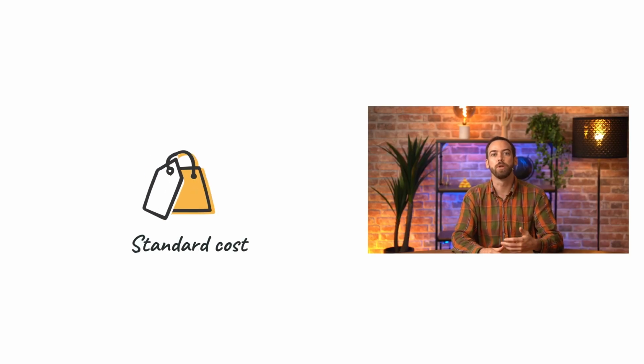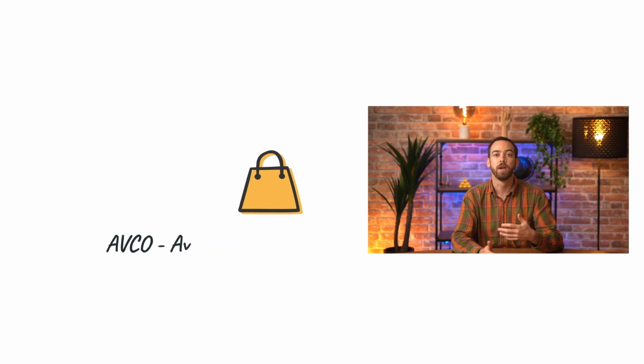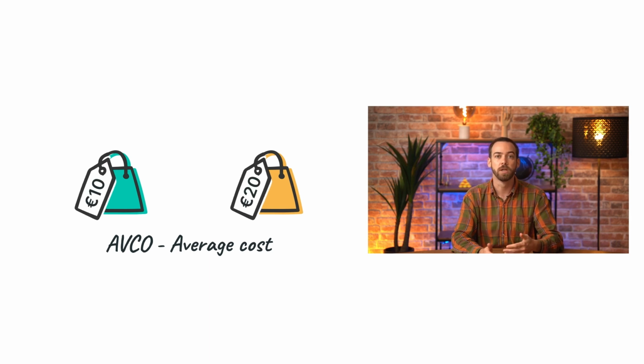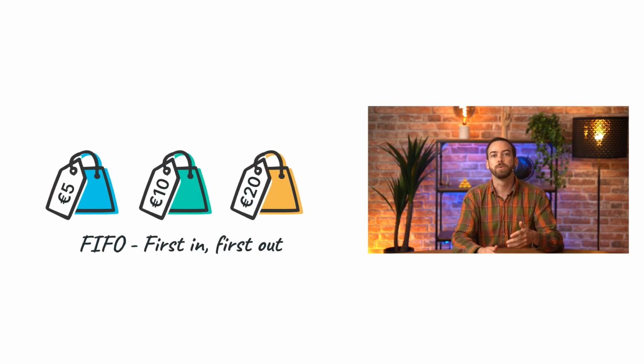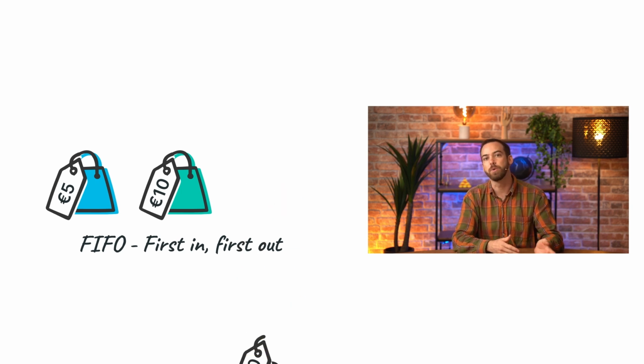Standard cost is where you can set the value of a product right on the product record, so that it will always have that value regardless of how much you actually pay for it. AVCO, or average cost, is where the cost of all quantities of a product are averaged as they enter your inventory. And FIFO, or first in, first out, is where the value of the first unit to enter your inventory is the first value to leave as units exit your inventory.